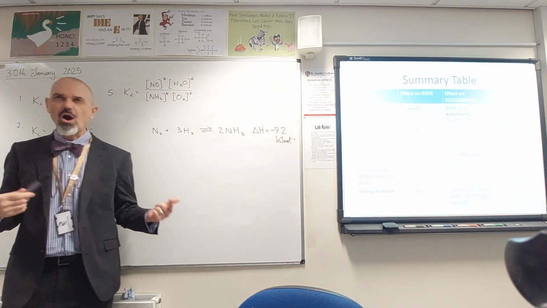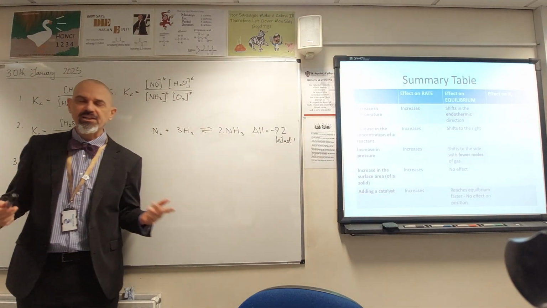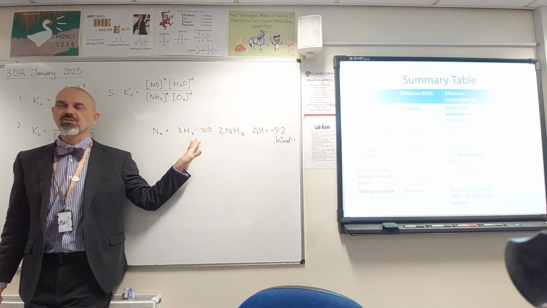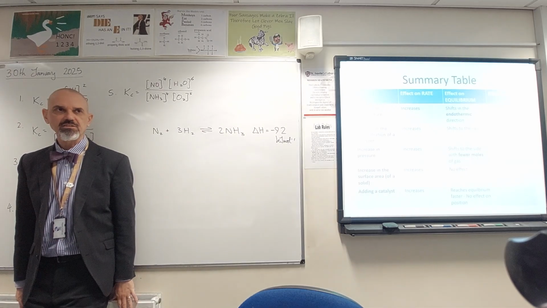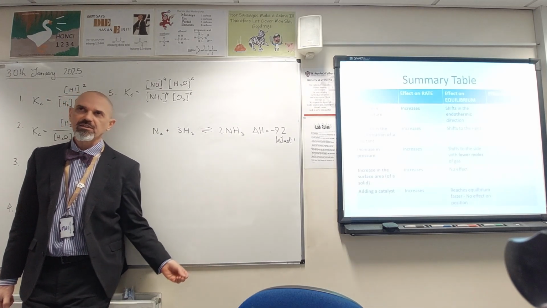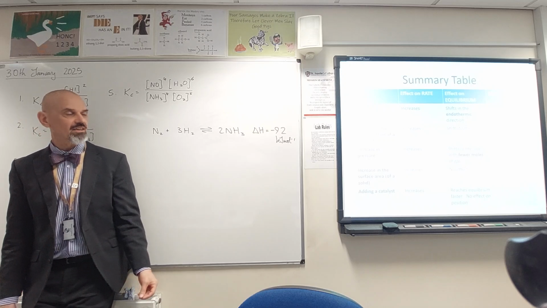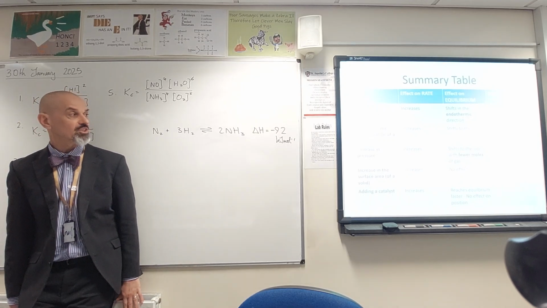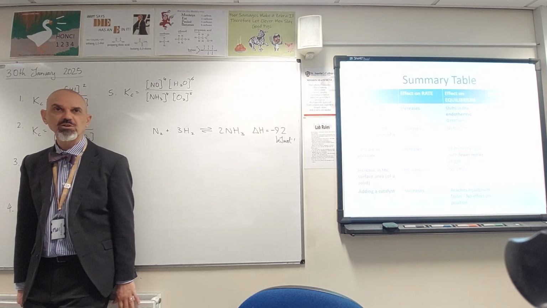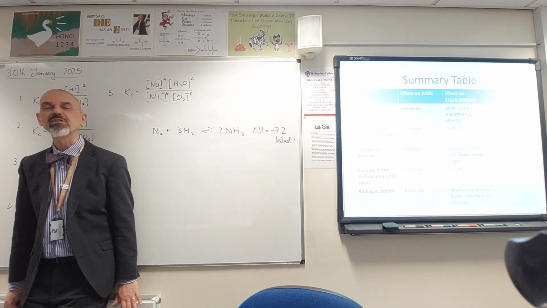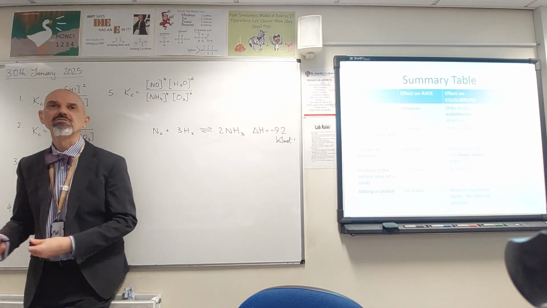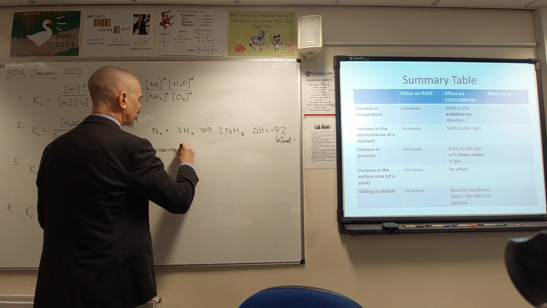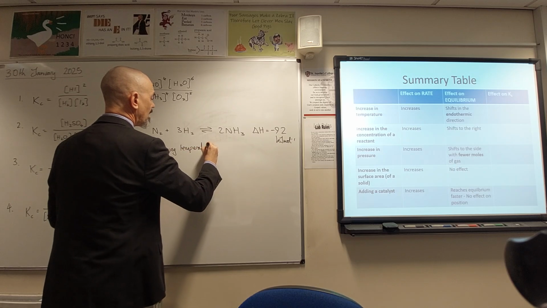Just remind ourselves what happens when we increase the temperature to the equilibrium position of the Haber process. Could somebody give me an exam answer? Explain what happens to the equilibrium position when we increase the temperature of the Haber process. Somebody want to dig in there? Go for it. The equilibrium will shift to the left as the reaction is exothermic, and an increase in temperature shifts in the endothermic direction.